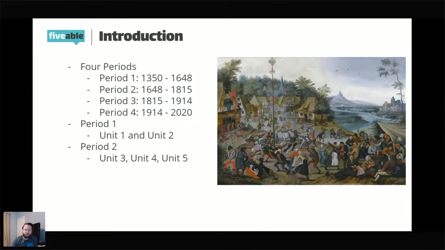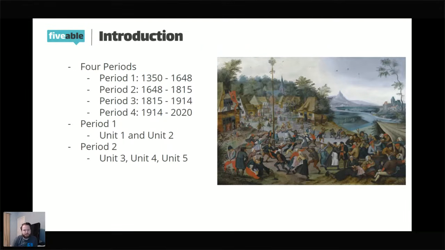A little bit of overarching introduction type stuff here. First of all, we know there are 4 periods in AP European history. Period 1 being 1350 to 1648. 1350 is the year I say period 1 starts on, because that's where I really start teaching, right around 1350. I think technically it's 1400 to 1648 is what College Board says, but same difference. Period 2 is 1648 to 1815, so the Peace of Westphalia, all the way to the Congress of Vienna.